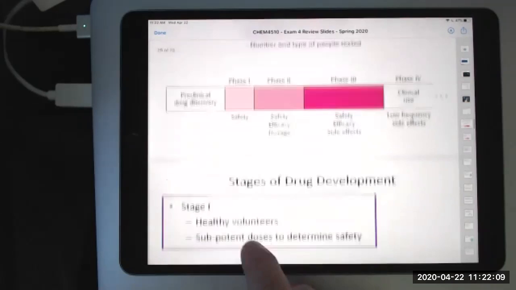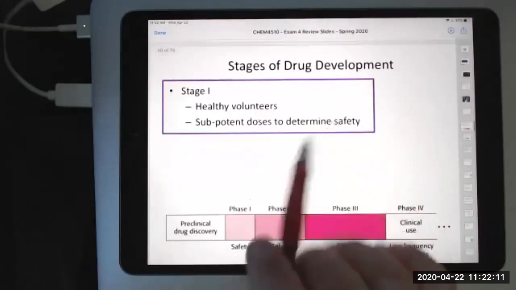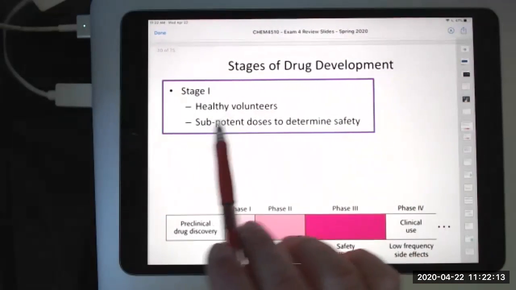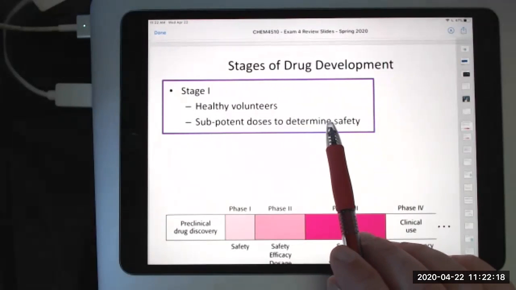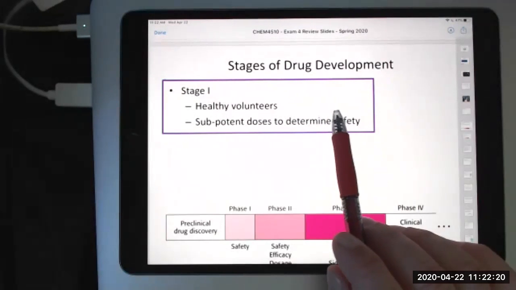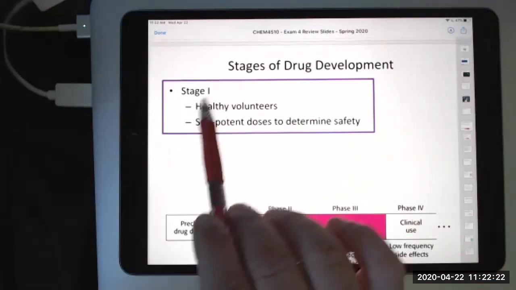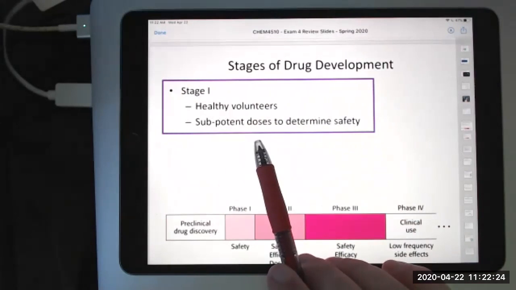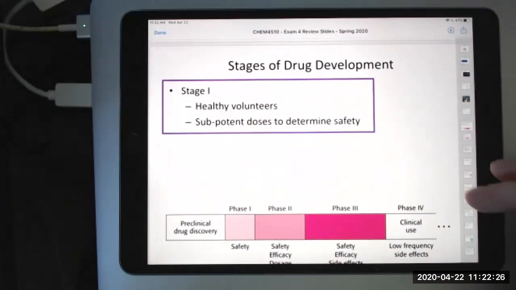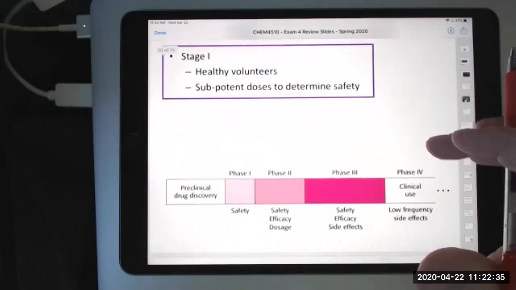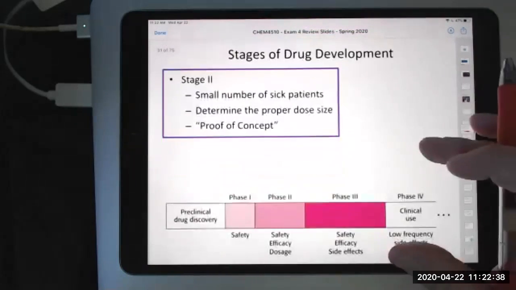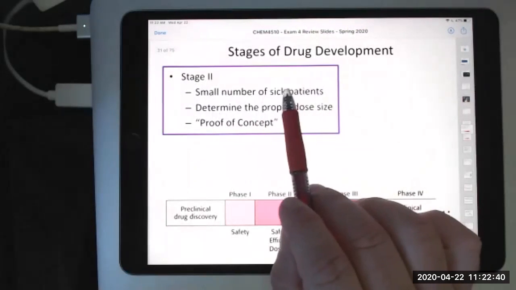Okay. So for phase 1, this is all about safety. You're going to give a sub dose to determine safety profiles in humans. This is the first time it's going to be first in human, so make sure everything's okay with it. It's a small number of healthy volunteers that get a sublethal dose or sub-therapeutic dose. Hopefully it's sublethal. So just test for safety.